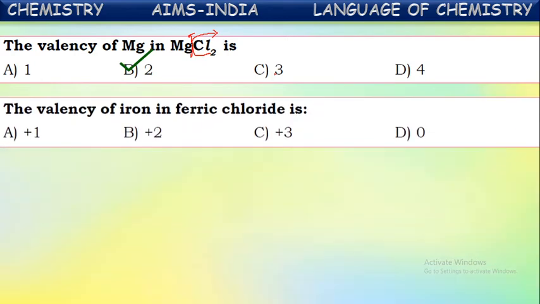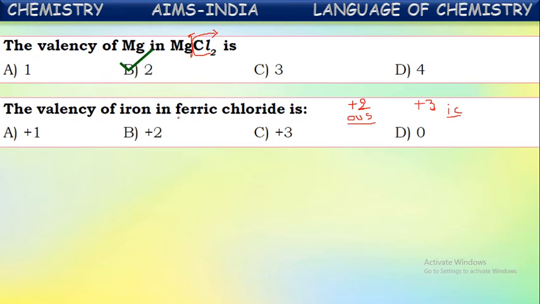Okay, next. The valency of iron in ferric chloride is, we know iron is also one of the variable valent elements, meaning it can exhibit more than one valency. Iron can exhibit two valencies generally, plus 2 and plus 3. If an element exhibits two valencies, then the ion with lower valency is named by attaching OUS at the end of its name, and the ion with higher valency is named by attaching IC at the end of its name. The ion with plus 2 charge is ferrous, and the ion with plus 3 valency is ferric.